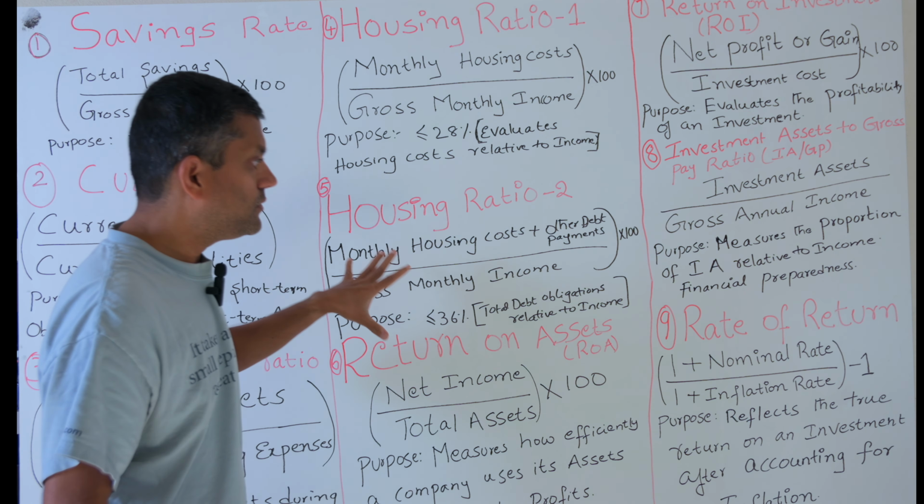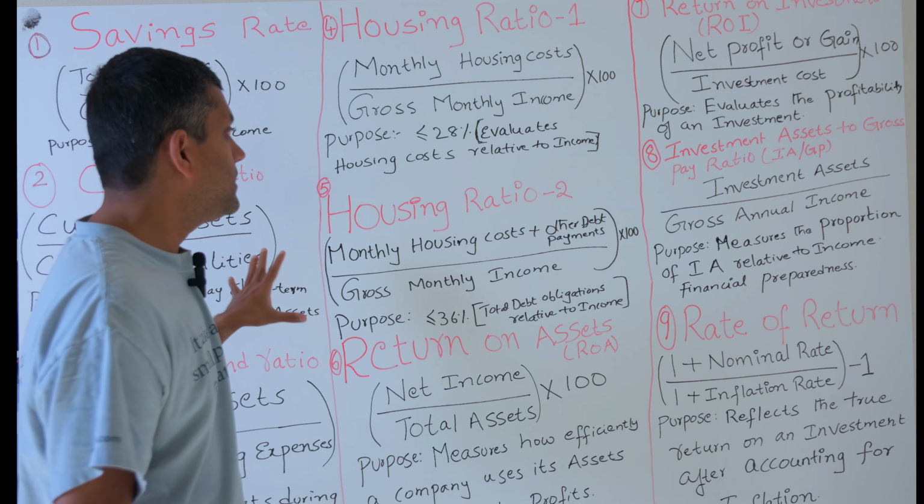So these are the 9 formulas that are critical for a financial planning process.